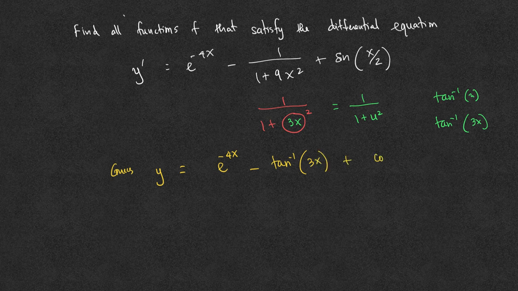So our initial guess will have to be y equals e to the negative 4x minus arctangent of 3x plus cosine of x over 2. And this is not correct, but this is the general guess for now. We then check this guess.